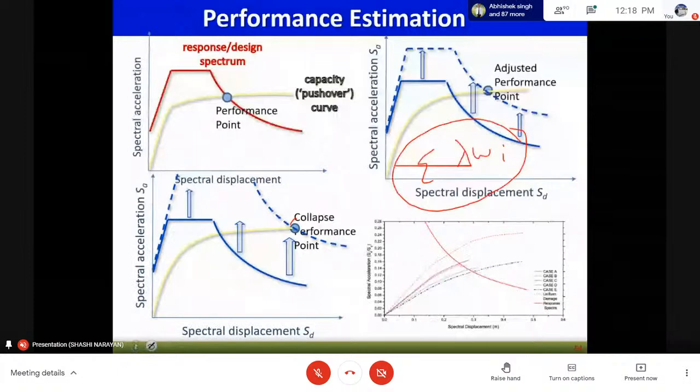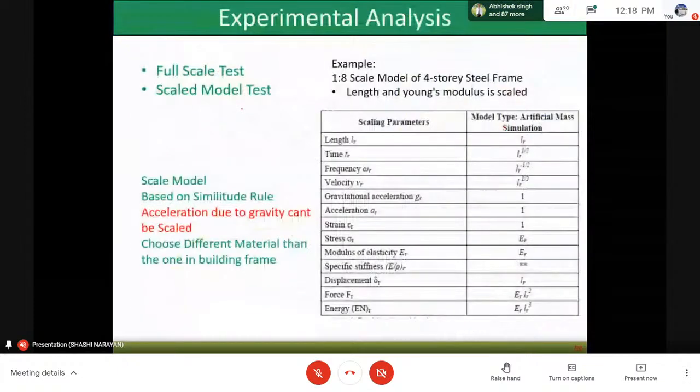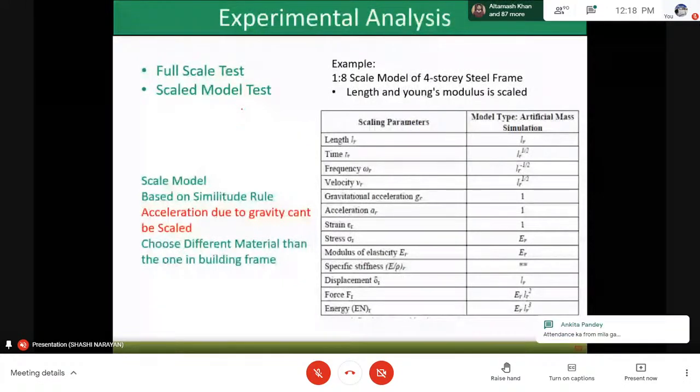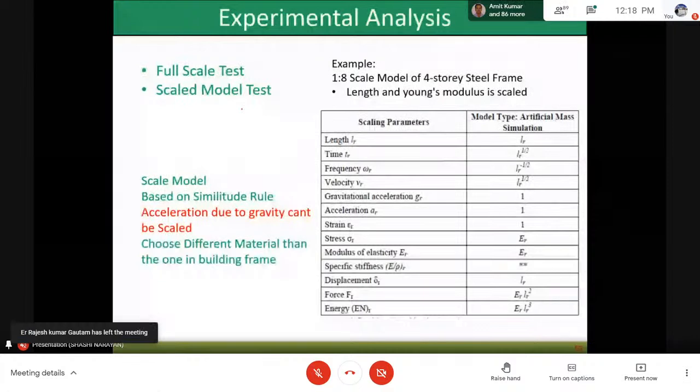So, experimental analysis. There are two different types of experimental analysis that people generally do. One is the full scale test, the other one is the scaled model test. A scaled model test uses dimensional similitude, that is dimensional analysis, which we have already gone through in our undergraduate courses, which you all would have gone through.